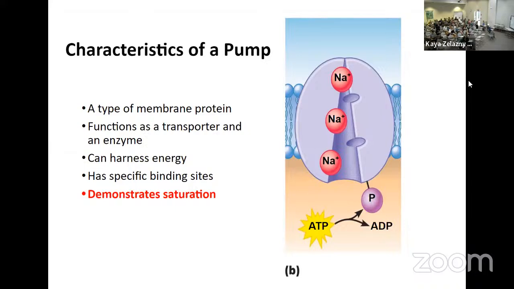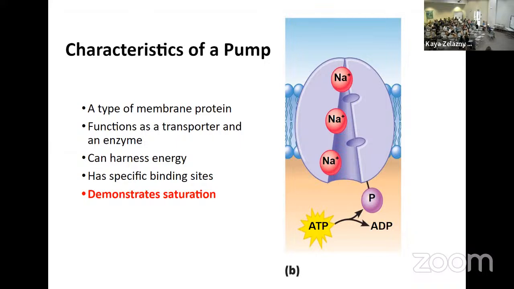So the pumps look a little like those carriers, kind of, but there's a little more complexity. What we're looking at in this picture is the sodium potassium pump, which drives practically everything in your body as far as I can tell. Okay. So a pump is still a membrane protein. Like the carrier protein, a pump has binding sites, okay?